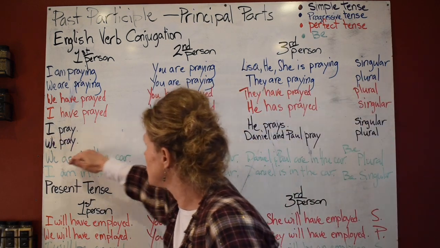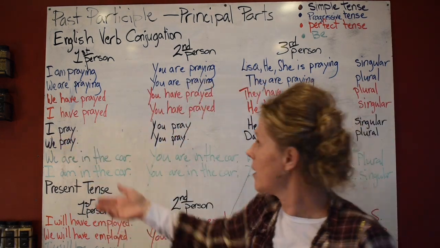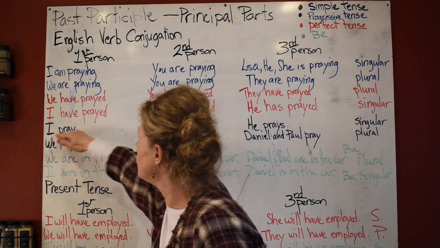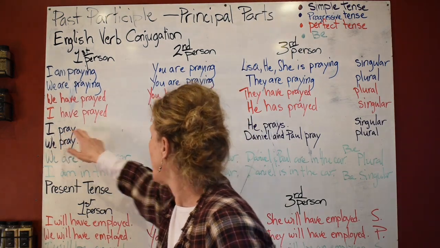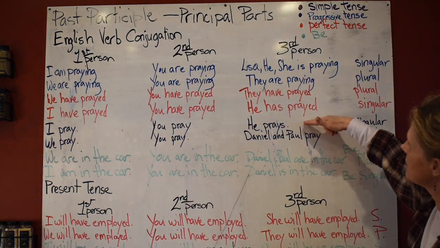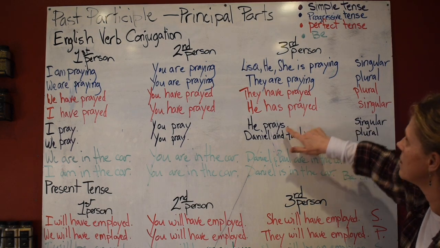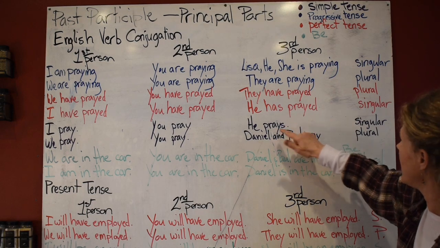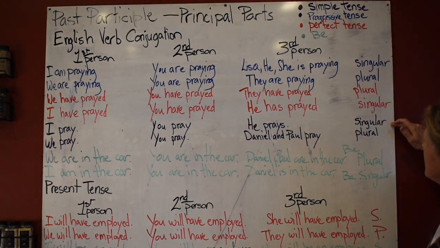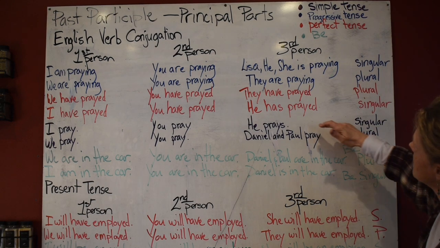Now, this is the simple tense, I pray. We don't have to have an auxiliary verb. You are using your base word right here. This is the simple tense. I pray, you pray, he prays. Now what do we have here? This is how you conjugate. We have the S on the end in third person, singular.